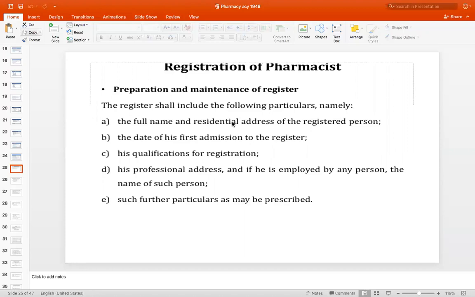So the register shall include the following particulars, namely the full name and residential address of the registered person. Say I am going to register, then my full name and my residential address is the first thing that I'm going to give them. Then the date of first admission to the register. When we are giving the records and getting our name registered in the first register, that is the date we are going to give.